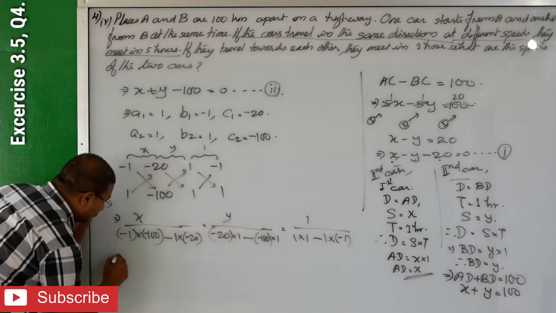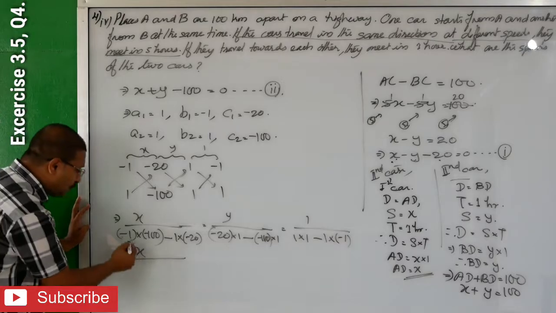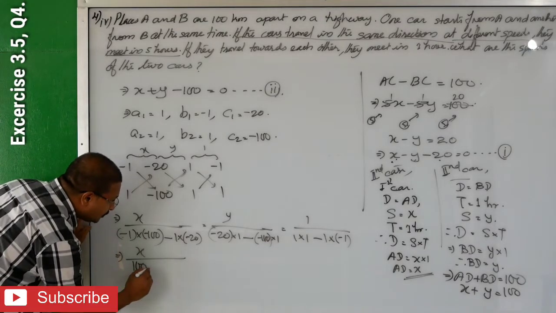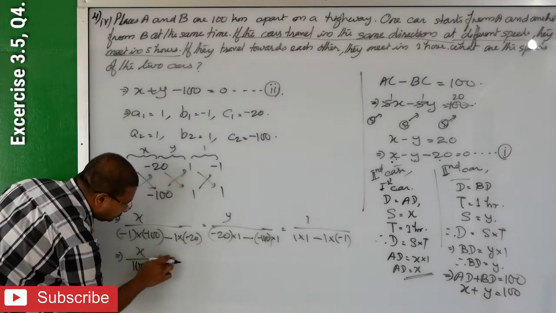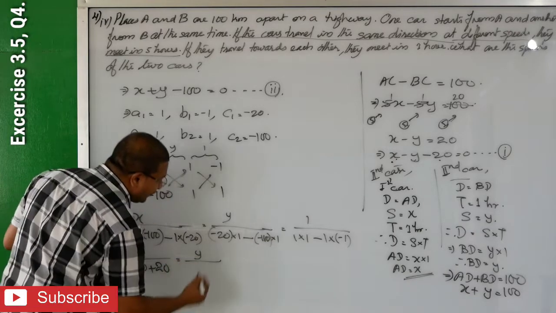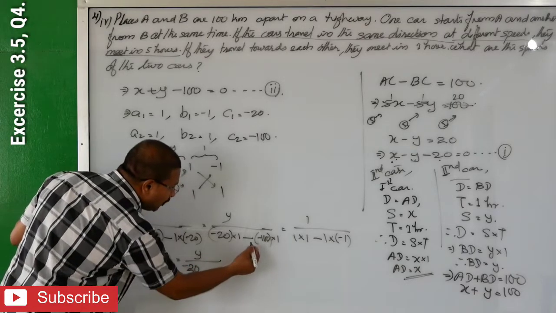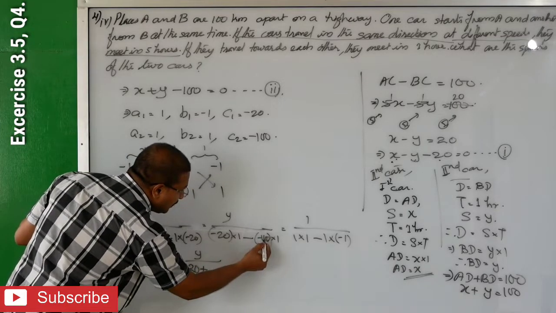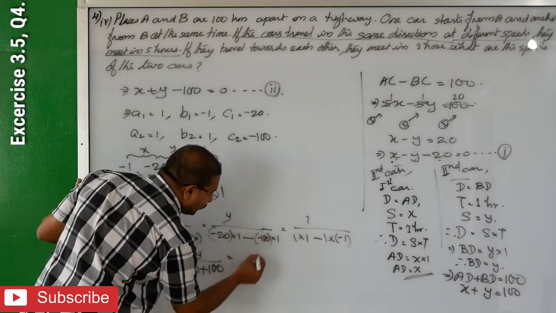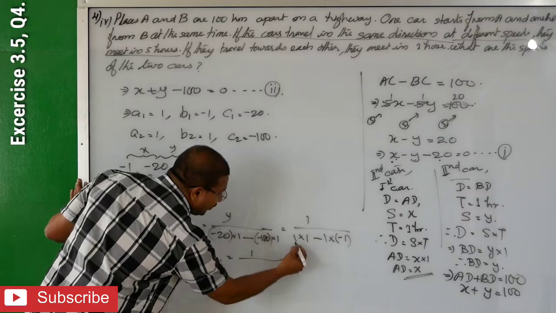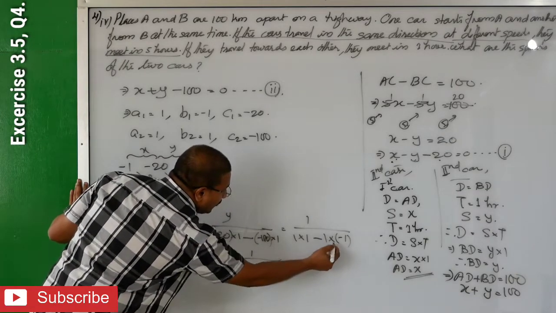Ready? This implies x divided by (minus into minus plus 1 into 100), 100. Now, (minus into minus plus 1 into 20), 20, equals y divided by (minus 20 into 1, minus 20). Now, (minus into minus plus 100 into 1), 100, equals 1 by (1 into 1, 1, minus into minus plus 1 into 1), 1.